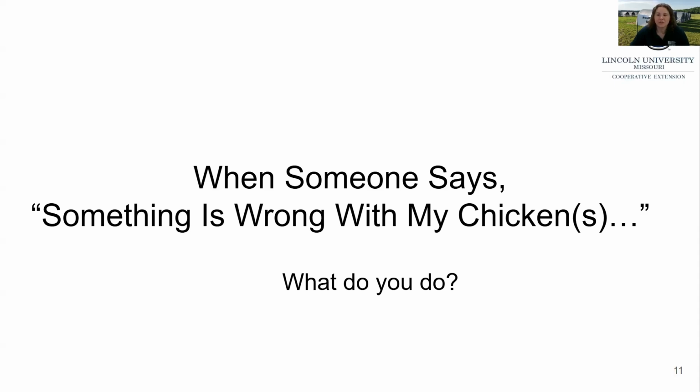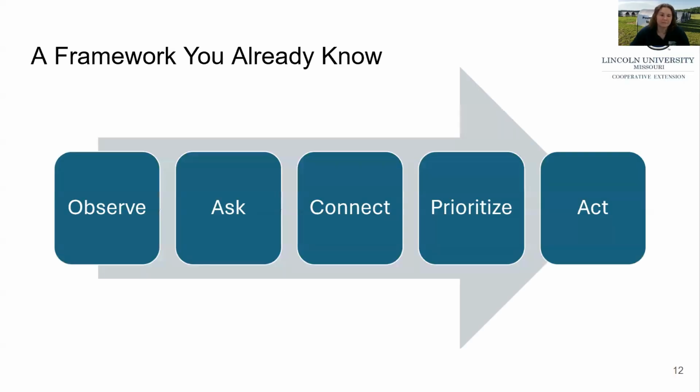Most of us are going to jump to trying to figure out what's wrong. What are we seeing? But I want you to take a step back, and instead of immediately trying to figure out what is or isn't wrong, I want you to work through a framework that we've actually seen earlier in this series. So in our biosecurity webinar, we used this framework with 5 steps: observe, ask, connect, prioritize, act. We're going to use that same process throughout today's webinar.